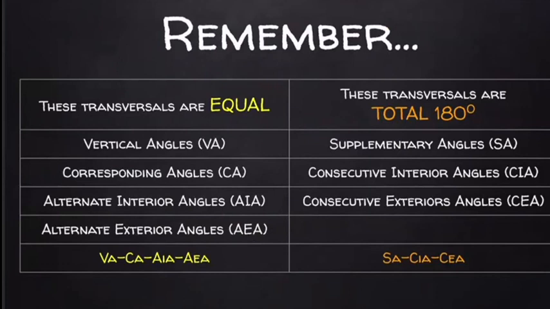For you to remember, because this is like the basics of geometry. In order for you to prove that, or calculate angles and to prove that angles are equal or total 180, this is your supports, your proofs, okay? So if you can see here, these transversals are equal: vertical angles, corresponding angles, alternate interior angles, and alternate exterior angles. And to remember that, okay, you can say VA-CA-AIA-AEA. So all those four angles are equal, okay?